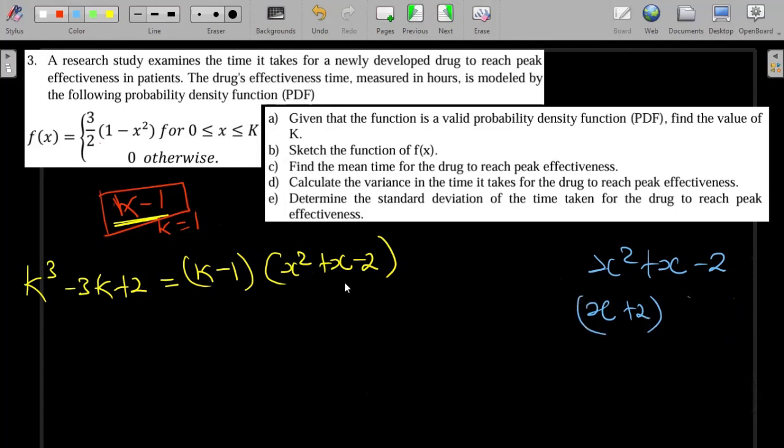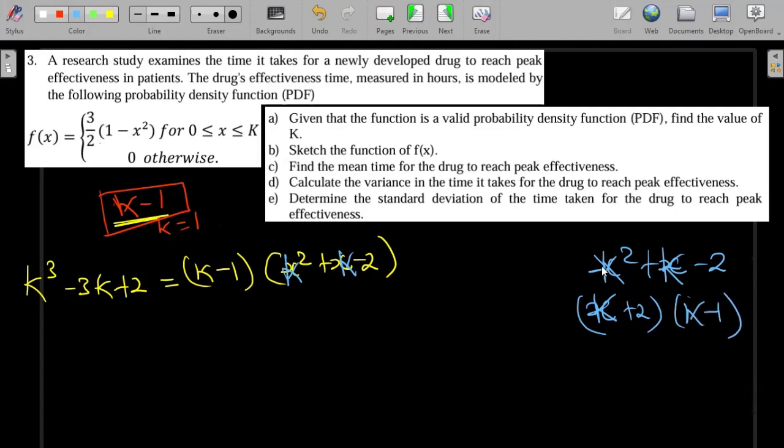Okay, we should write this in terms of k, right? So this is k, this is k used with x. This is also k, and k there. So the factors here will just be k plus 2 and k minus 1.